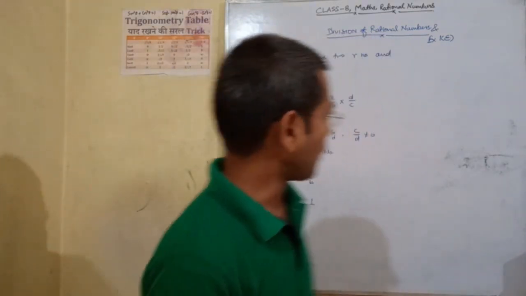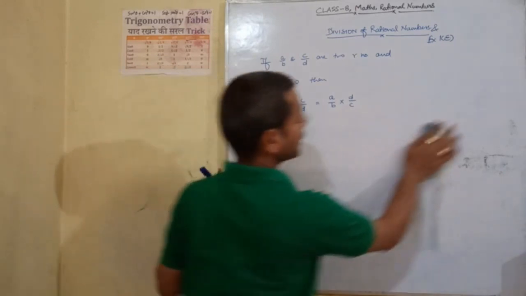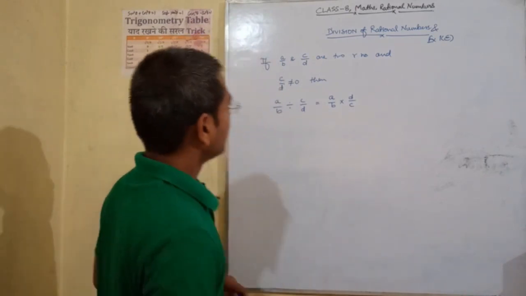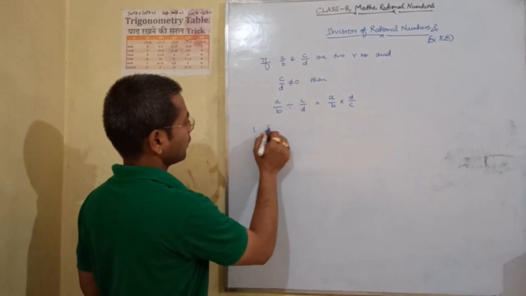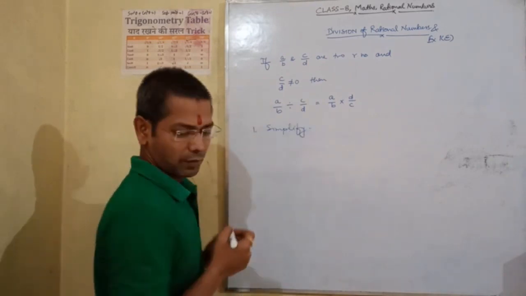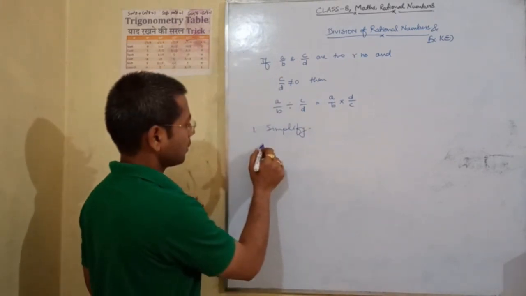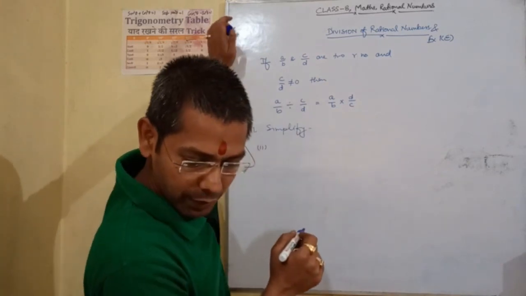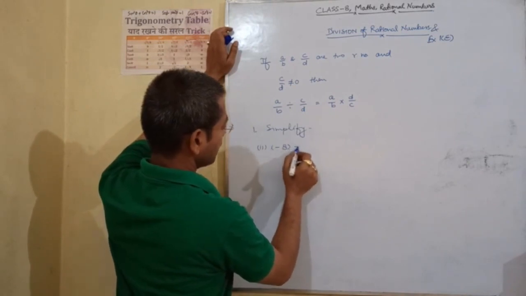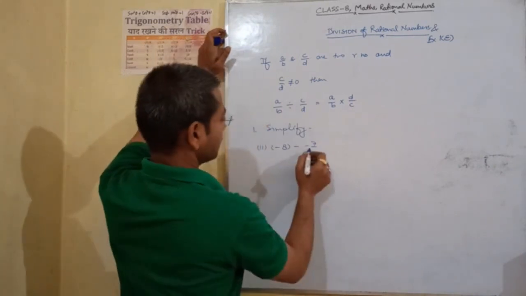So using these three properties, now we will discuss exercise 1 of division. First, simplify. In simplify, let the second part to do be minus 8 divided by minus 7 upon 16.